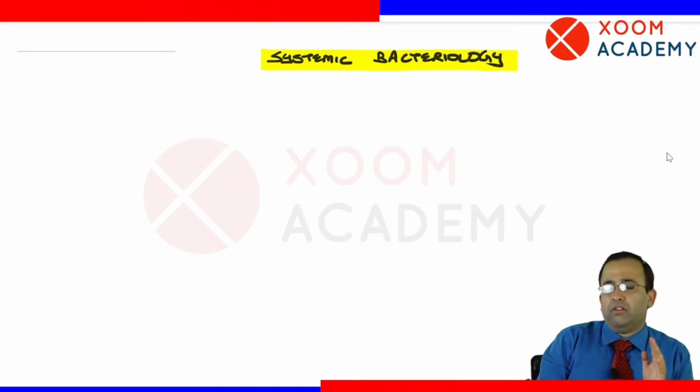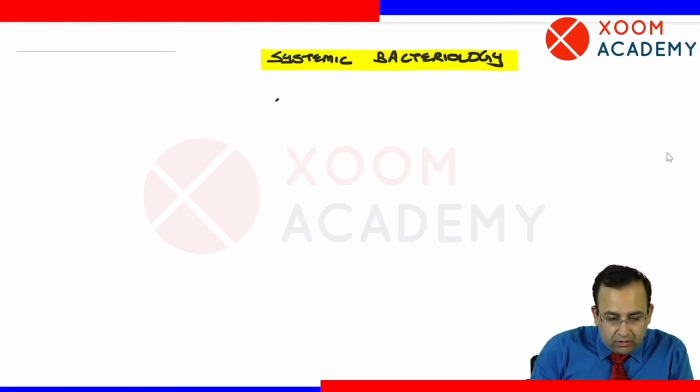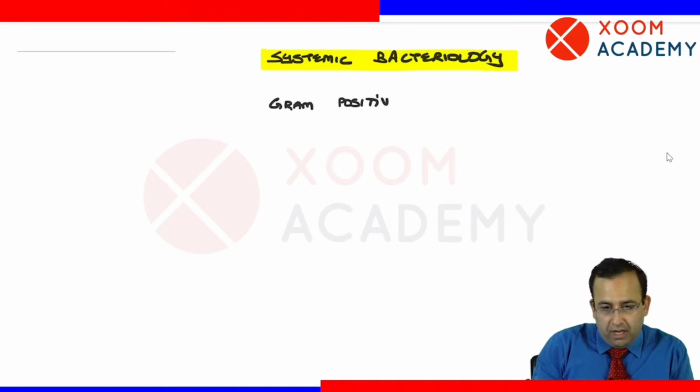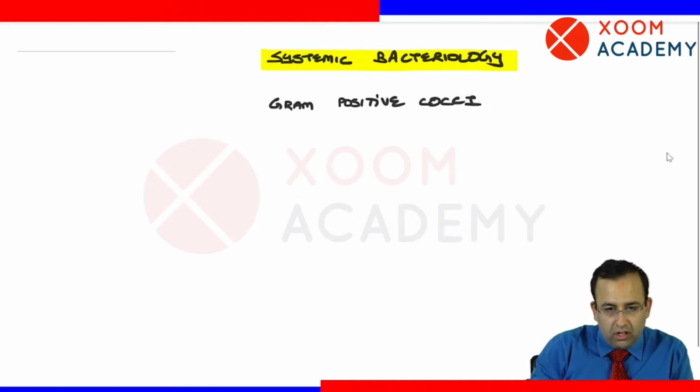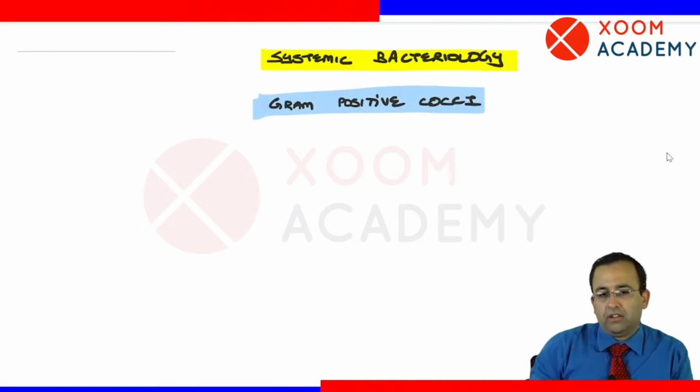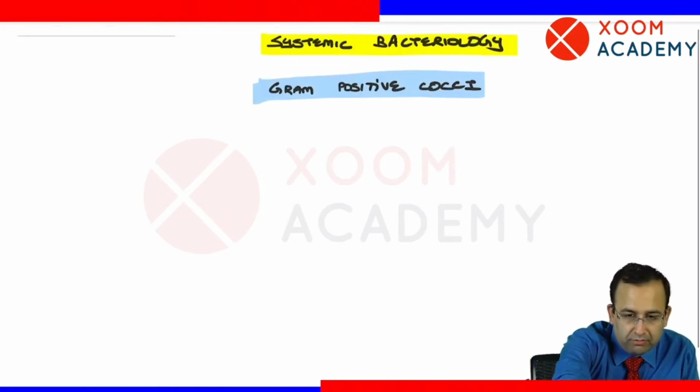So let us start with our first set of organisms in systemic bacteriology. That is, let us start with gram positive cocci.